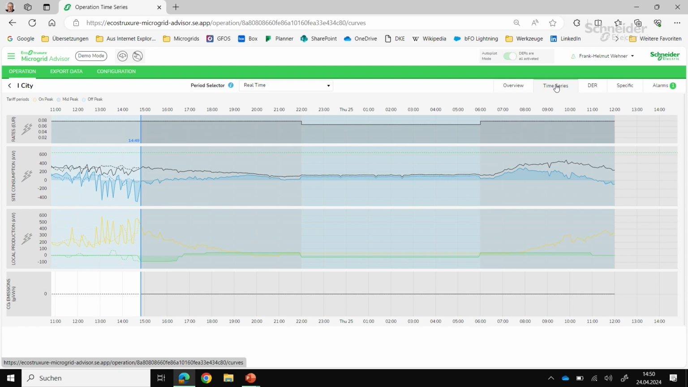In the third row, you see two curves, a yellow curve that shows the local production, and the green curve that's showing the use of the battery storage. So what you can see here is that currently, due to the PV production, we have reduced the grid consumption very much, or we are even exporting.